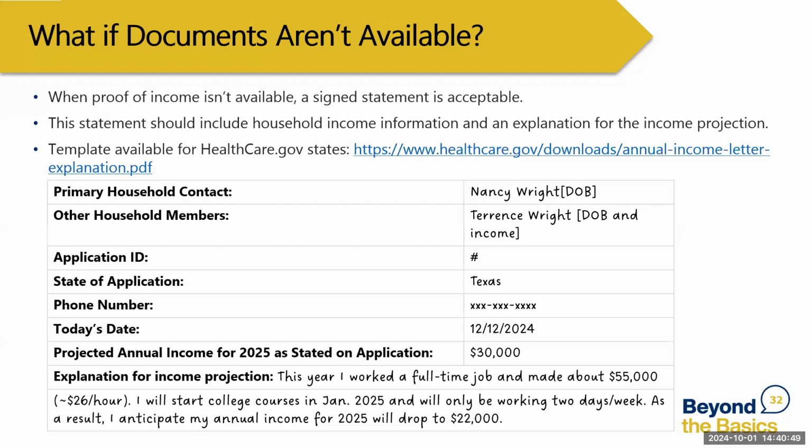So we've got an example here, and we've got Nancy as well as the other people in her household. We've got Nancy's application ID and her state, her contact information, what she projects her income will be for 2025, and a short description, which is that although she's working full-time now, she's going to pick up some coursework next year, and she's going to drop her income amount, and she's estimating that it will go down to $22,000 a year. And that will do it. That will resolve the income DMI.